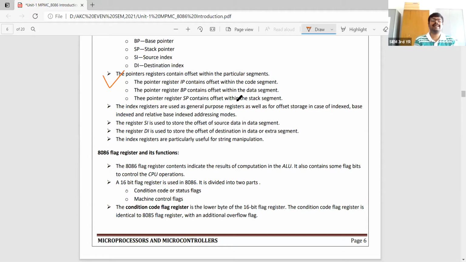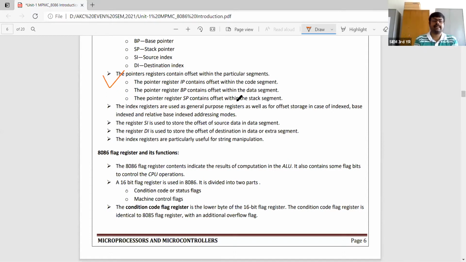First, the pointer register IP contains the offset within the code segment. Next, the pointer register BP contains the offset within the data segment. Point number 3, the pointer register SP contains the offset within the stack segment. So these are the different predefined tasks that are allocated here.